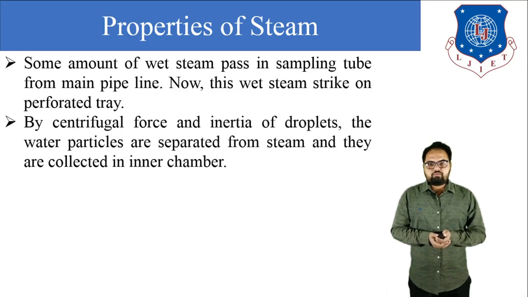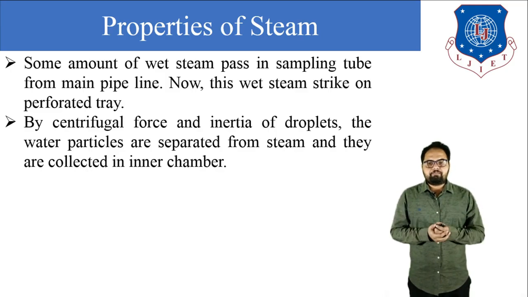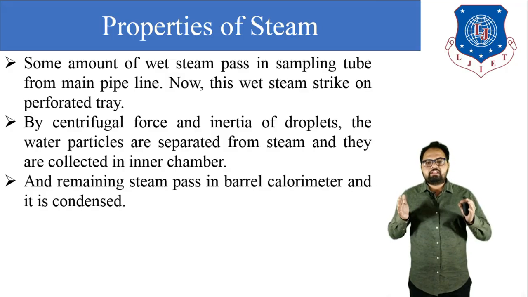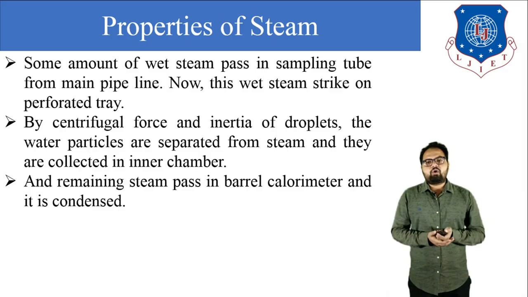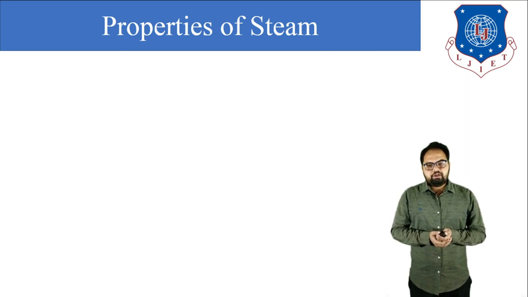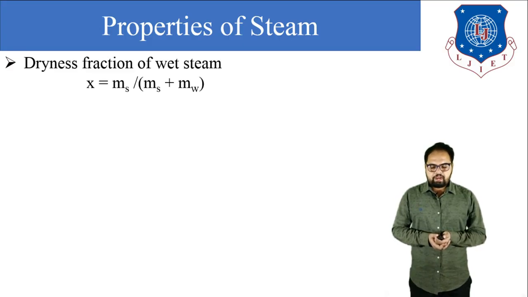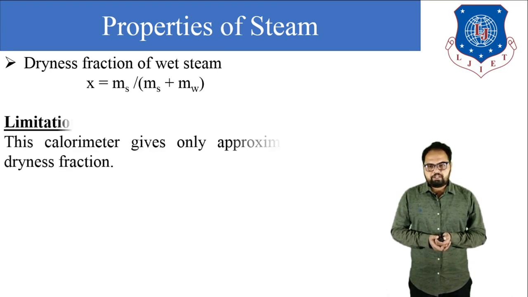When the steam passes over this perforated tray, due to inertia of the droplets, the water particles are separated from the dry particles and collected inside the inner chamber, and the remaining steam will pass into the bucket or barrel and condense. The mass of the water and the mass of the dry steam will be measured from the scale. So the calculation is x = ms / (ms + mw), where ms is the mass of dry steam particles and mw is the mass of water particles.